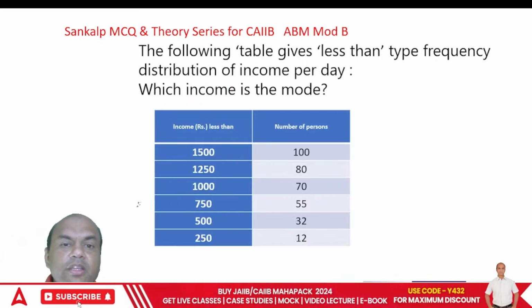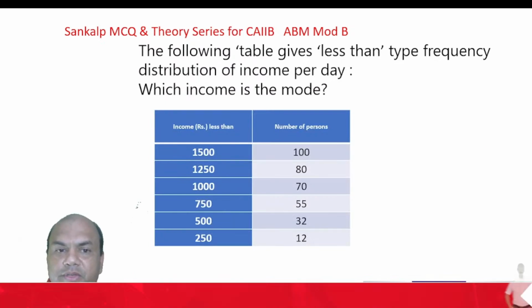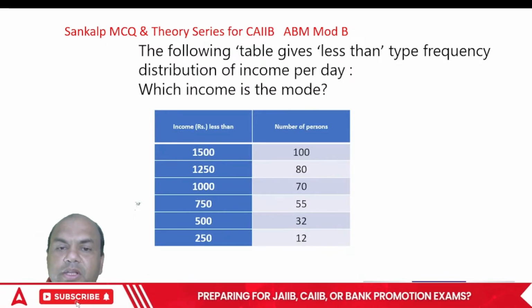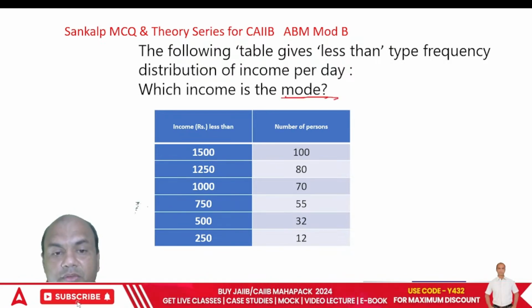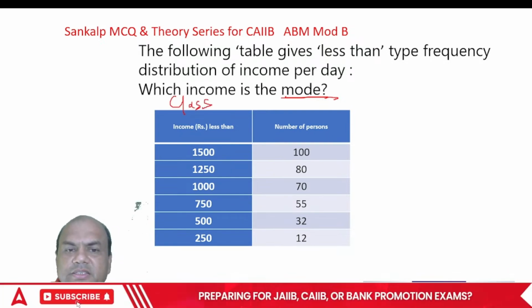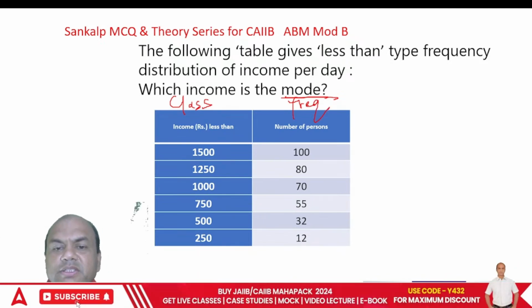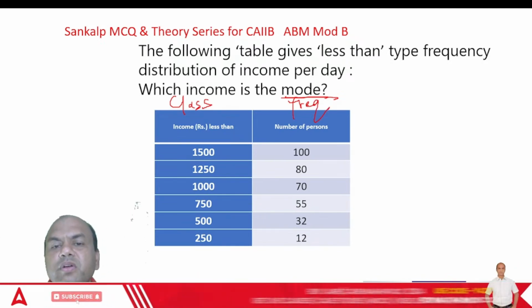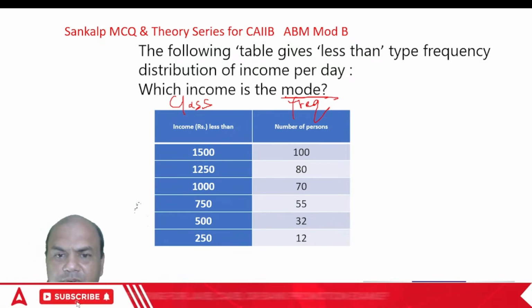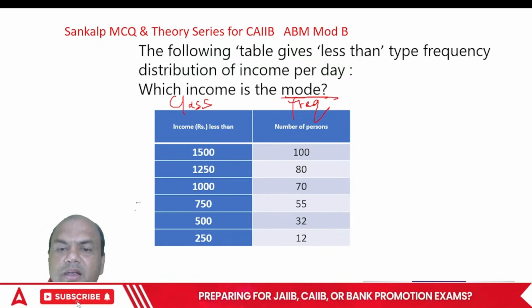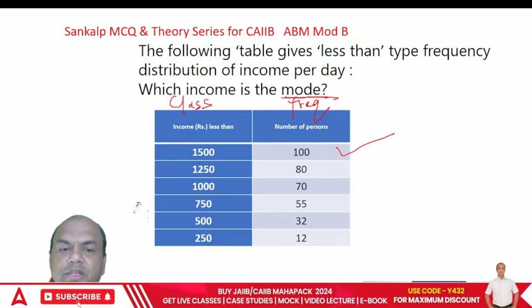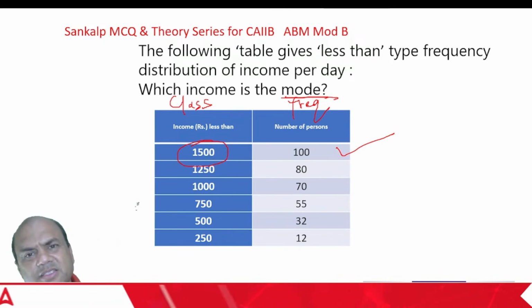Next one. The following table gives less than type frequency distribution of income per day. Which income is the mode? So I want the mode now. Look at this. This is known as the class, and this is known as the frequency. Which is the maximum frequency? Mode means any class which is having the maximum frequency. So which is the maximum frequency over here? 100. So the modal class is this 1500. Simple, isn't it? In exam-type numericals, if you get this, it is just a cakewalk for you.